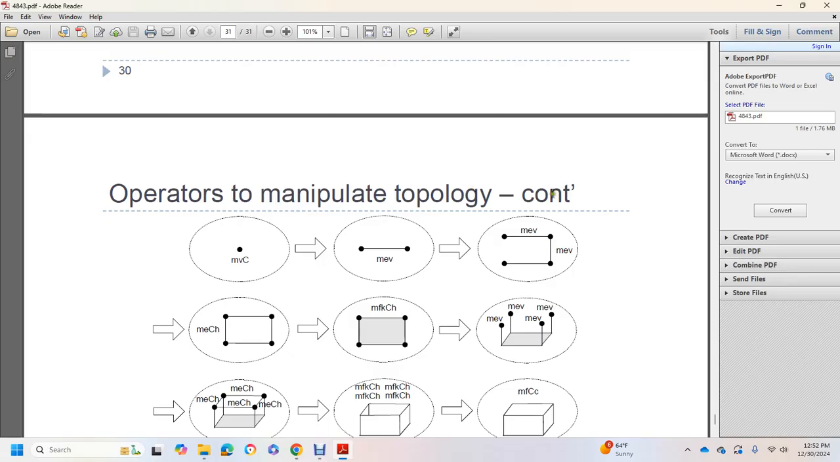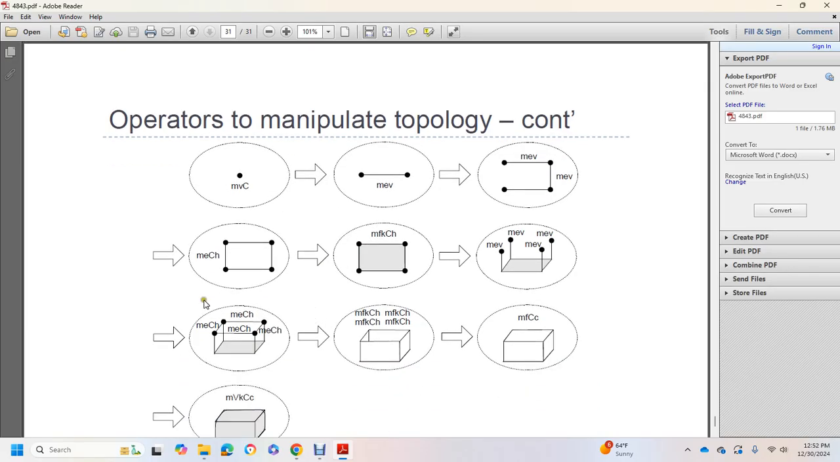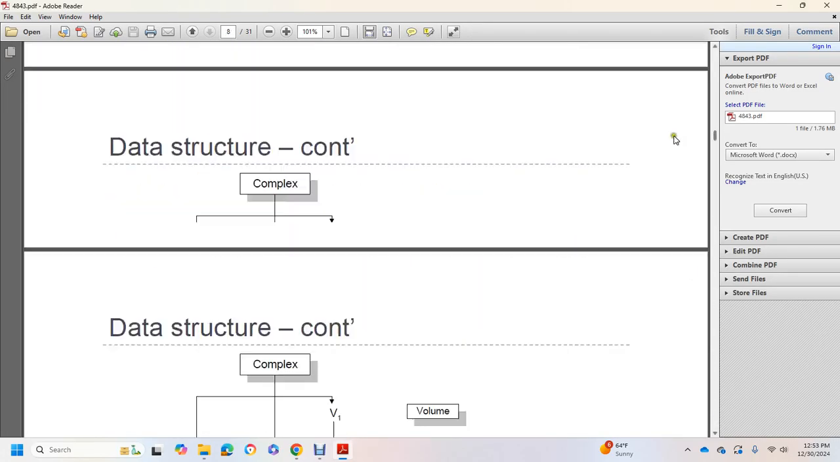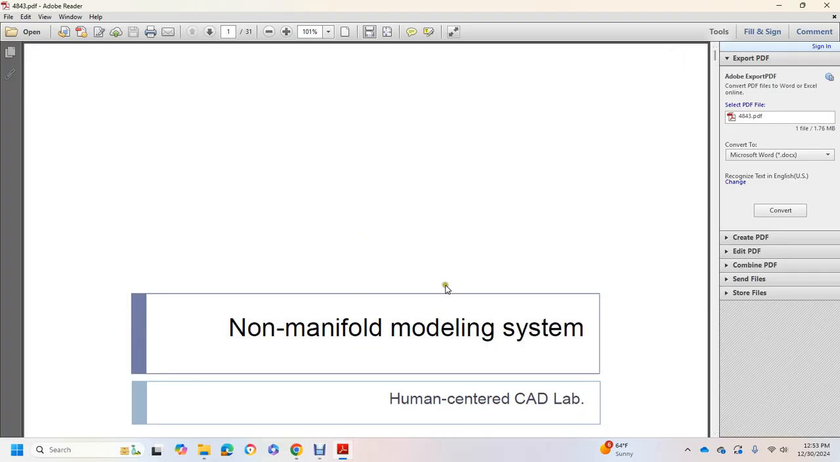Operators manipulate topology, continued. Make vertex cavity, make edge vertex, make edge chamfer vertex, make edge face kill chamfer, make edge vertex then result in make edge chamfers, make edge flat face kill chamfer, make face constant cavity, make base vertex kill constant cavity. And those were some more topology operations in the non-manifold modeling system.